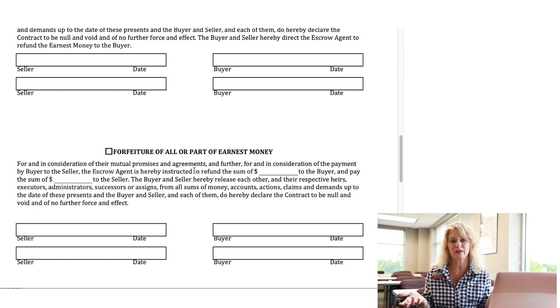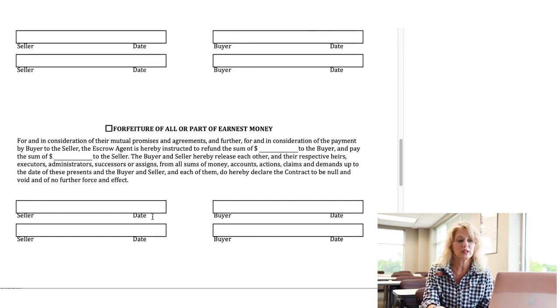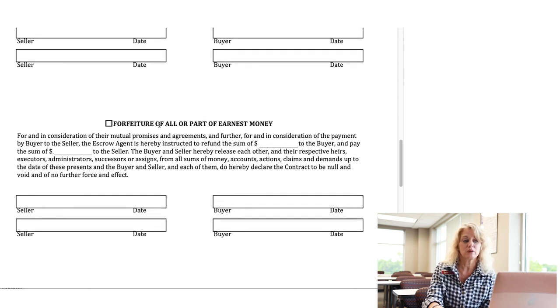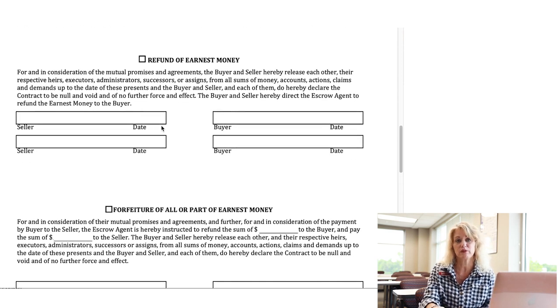That way they at least both have something in their pocket, and the state of Illinois isn't going to benefit down the road, right? So in that situation, you would mark forfeiture of all or part of earnest money. You would put the $250 to the buyer and pay the sum of $250 to the seller. Buyers would sign, sellers would sign if everybody's in agreement. And once all parties sign on whichever, then this form is submitted to the title company or the company that is holding the escrow.